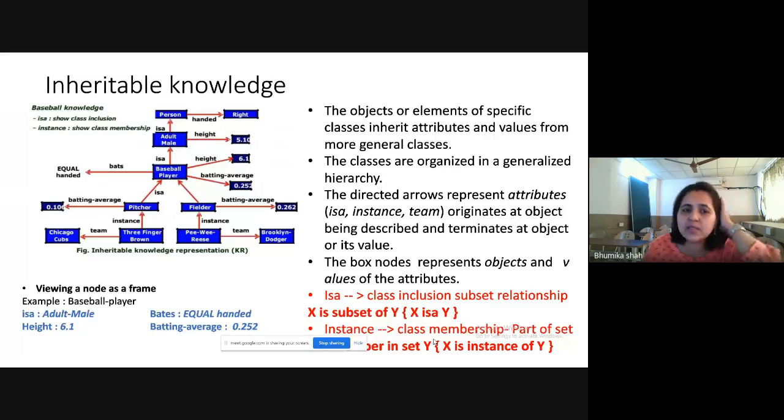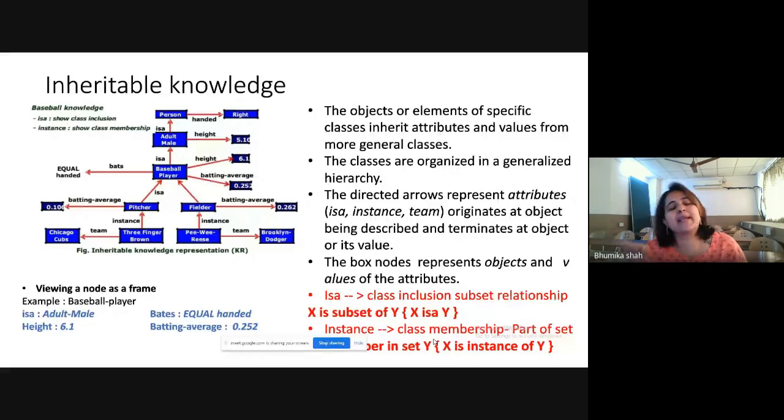So for pitchers, the batting average is going to be, what is the value? Again, the value is written in the box. So what is the value? Batting average is the attribute, and the value of that attribute is 0.106. So for all the pitchers, the batting average attribute has the value 0.106. Okay, so that is a specific value assigned to this particular class.